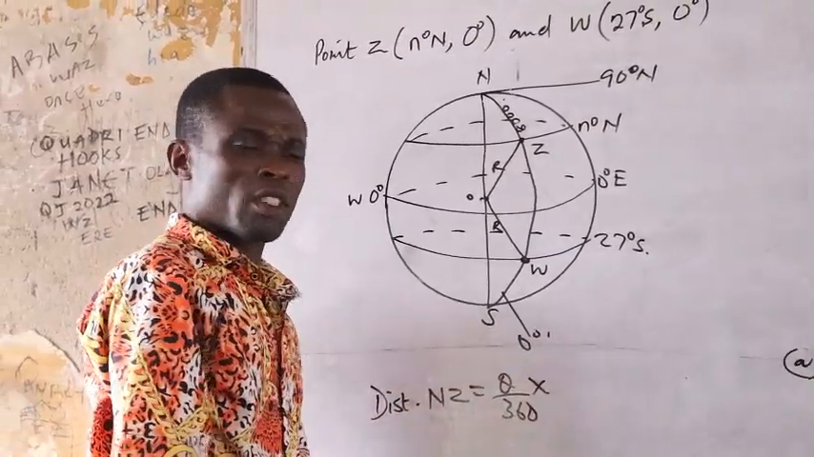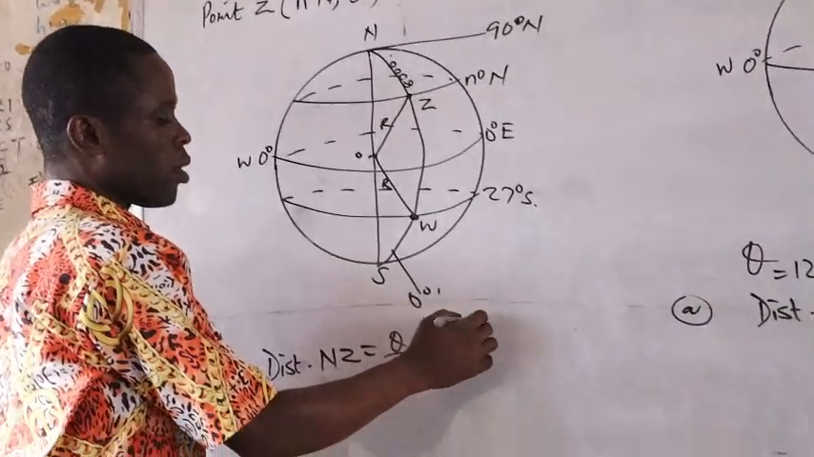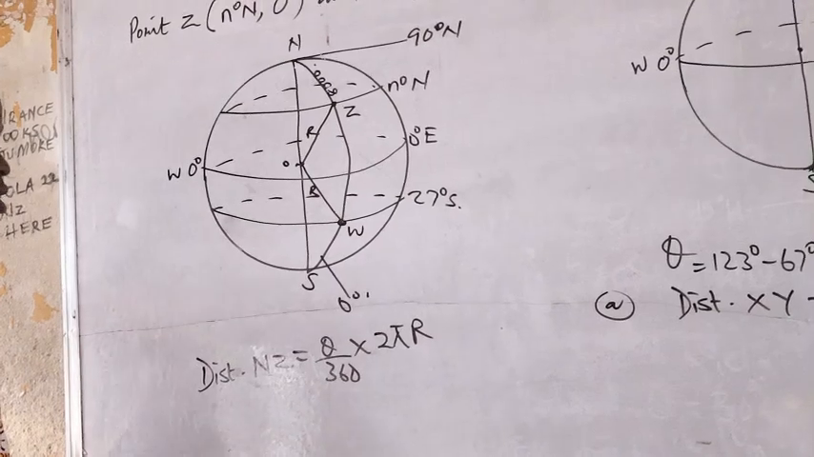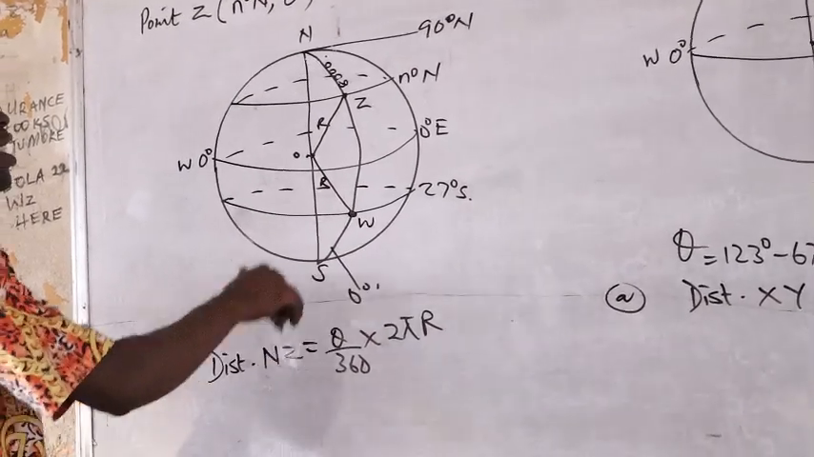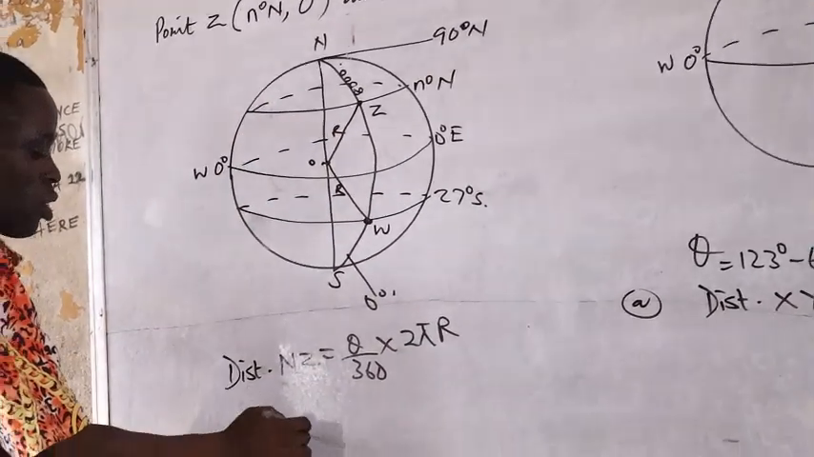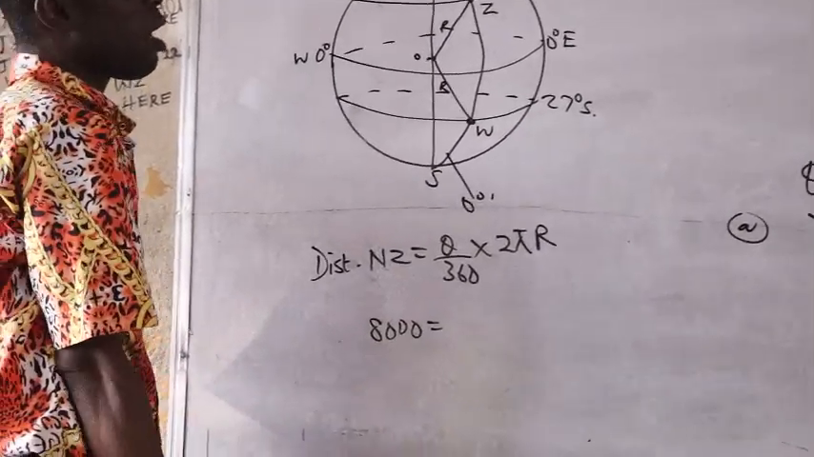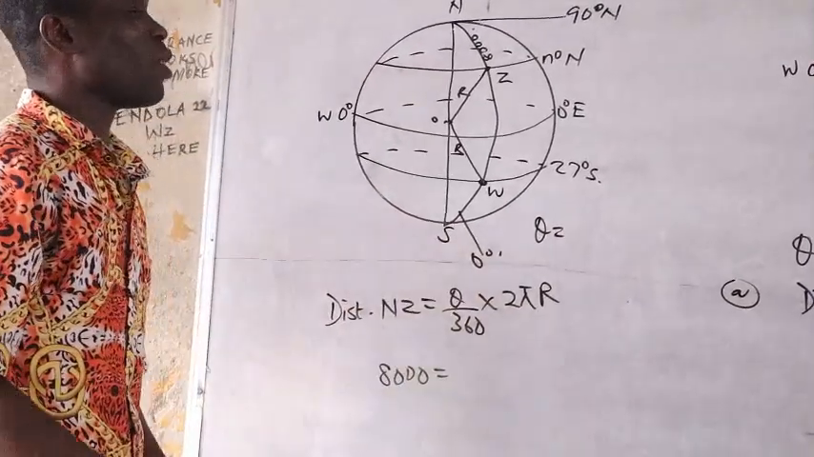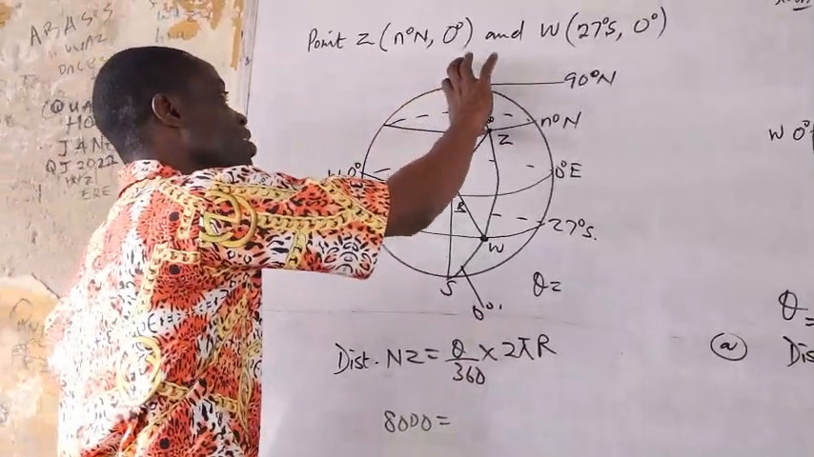Is it small r times 2 pi small r or bigger? Bigger. Why is it bigger? It's a great circle. So you must know the reason behind this. And this NZ is 8,000 in the question, right? We have angular difference. Let me go back. Now, let me get the angular difference here. I want to get the angular difference. The angular difference is this.